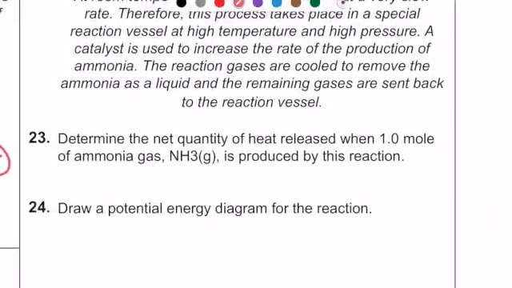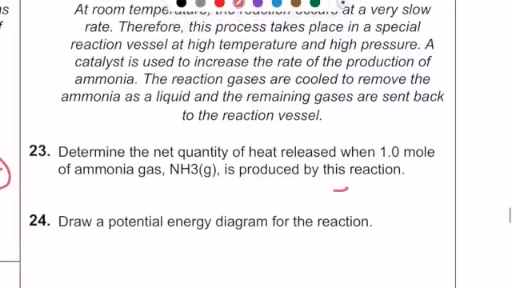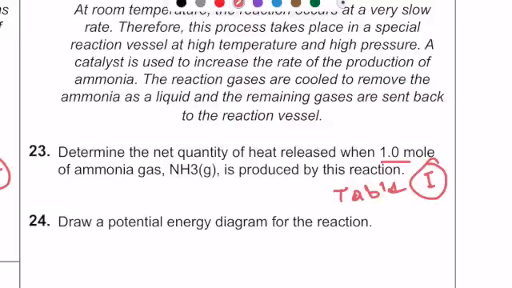Determine the net quantity of heat released when 1 mole of ammonia gas is produced by this reaction. So for this one, you're going to have to look at Table I again and look at the equation for this reaction. And whatever answer you get there, if it's not for 1 mole of ammonia, so let's say it's for 2 moles of ammonia, you're going to divide that delta H by 2. But if it's only for 1 mole of ammonia, then that is your answer.